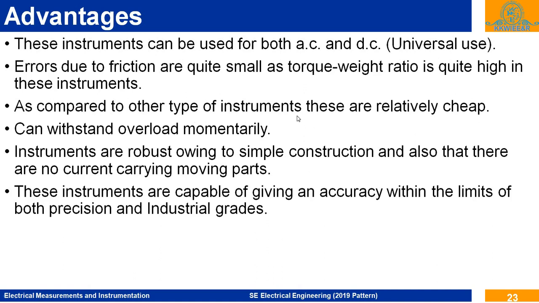As compared to other types of instruments, these are relatively cheap. As we see in the construction, we don't require a permanent magnet, or, as in the hot wire or rectifier type instrument, we don't have to convert the AC quantity into DC. The construction is very simple, and because of this simple construction, the overall cost of this instrument is very cheap.